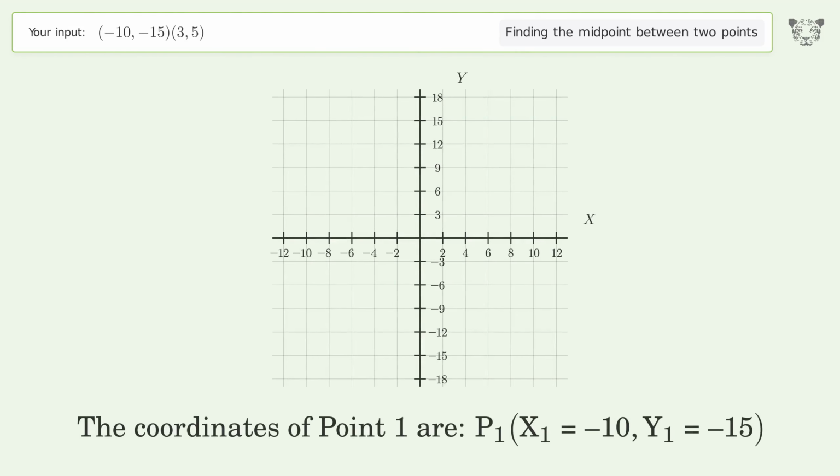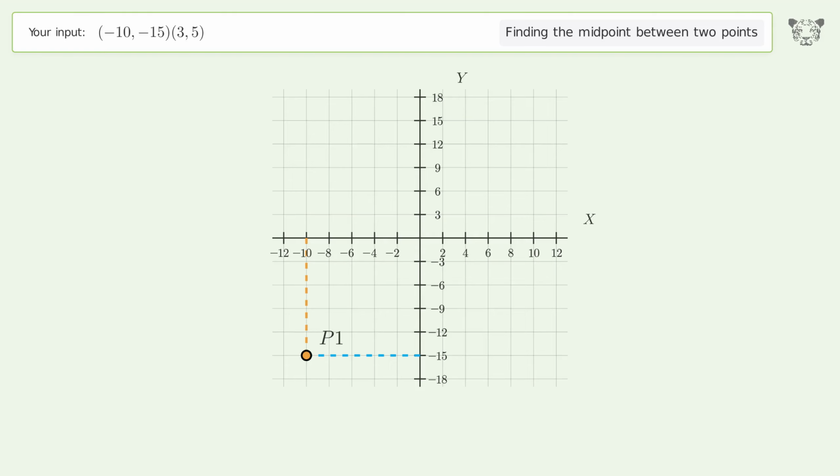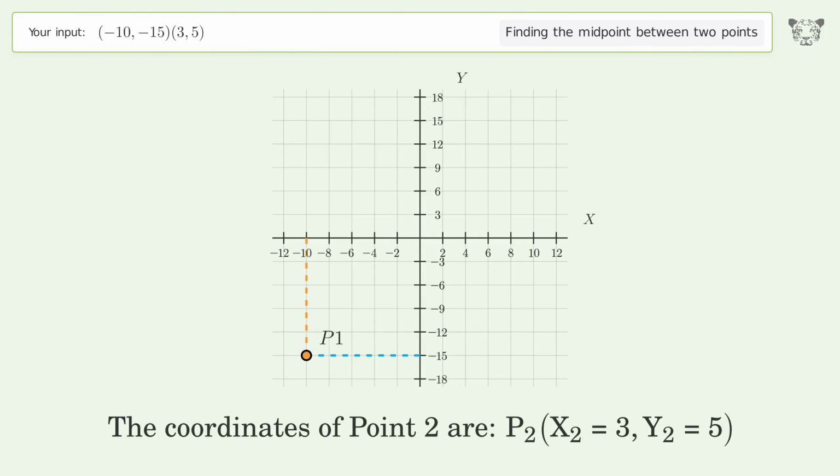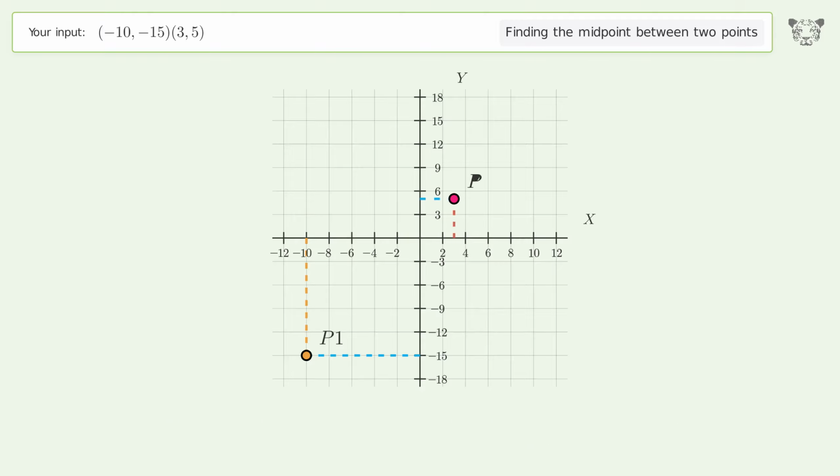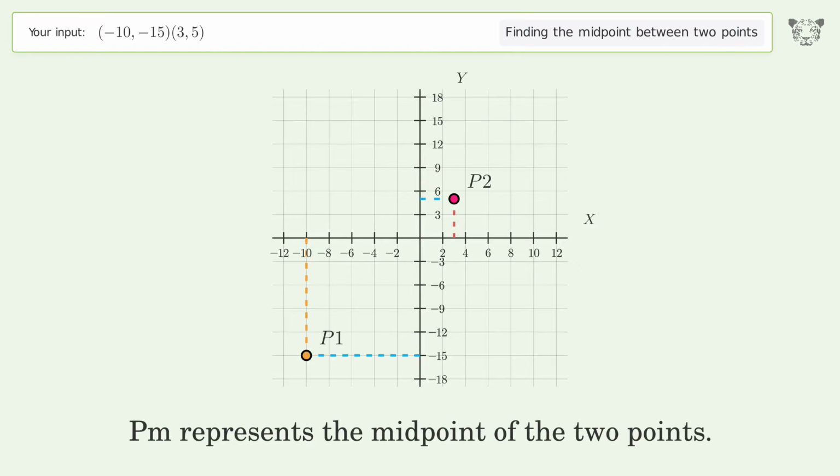The coordinates of point 1 are x1 equals -10, y1 equals -15. The coordinates of point 2 are x2 equals 3, y2 equals 5. PM represents the midpoint of the 2 points.